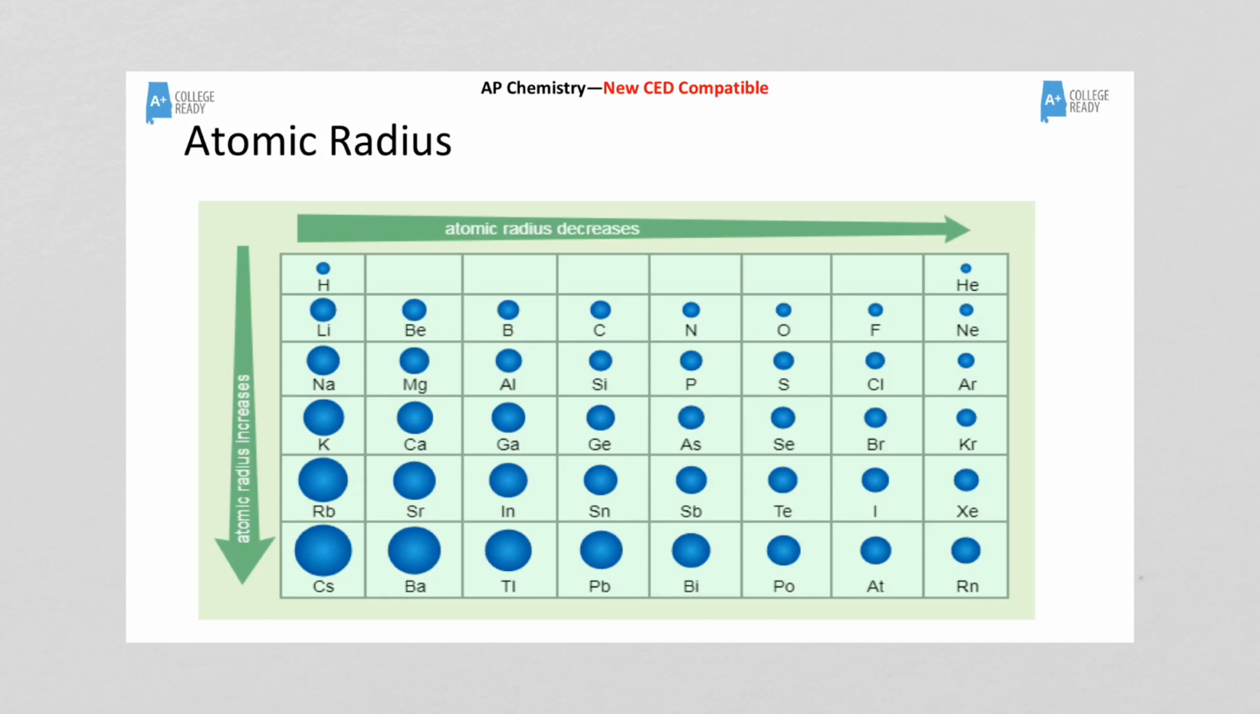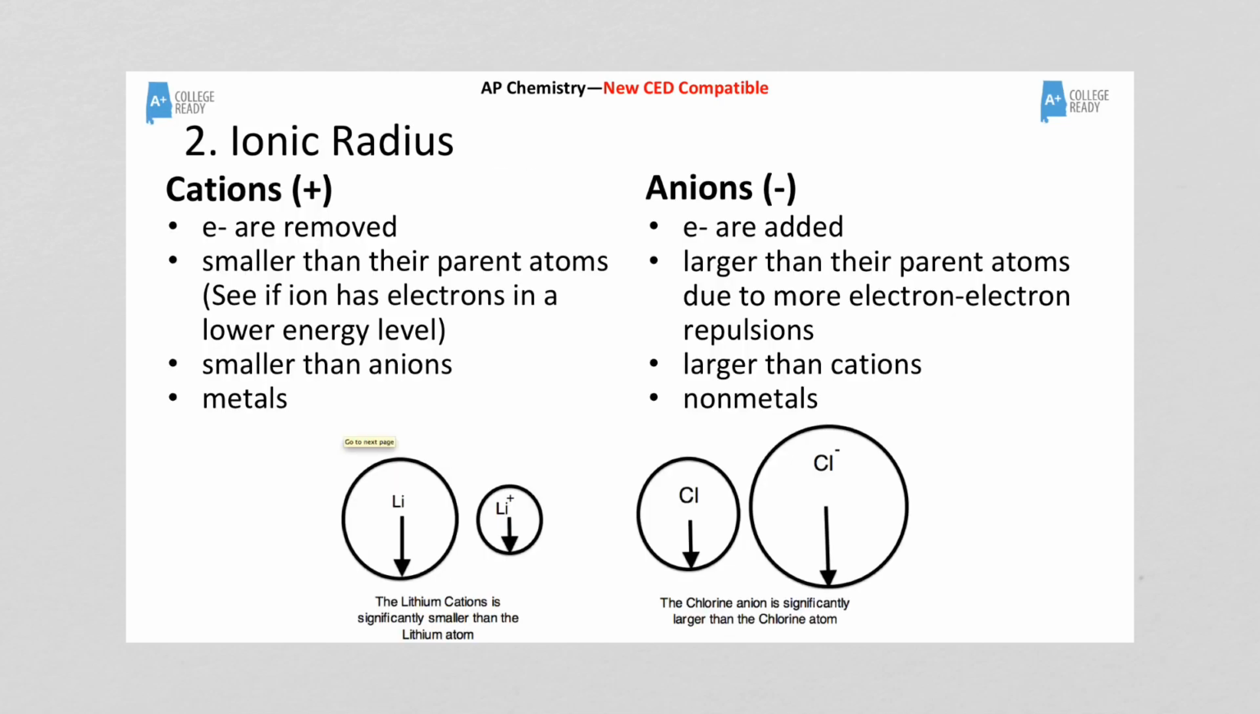Here are the trends, and it's good to know these. As you go across a period, notice the size is decreasing. As we go down a group, the size of atoms is increasing. So it's good to know those trends, but more importantly, on an AP question, just saying what the trend is will not get you any credit. You have to explain why these trends are what we observe. We're going to get to the explanations later, so let's just go over the general trends first.